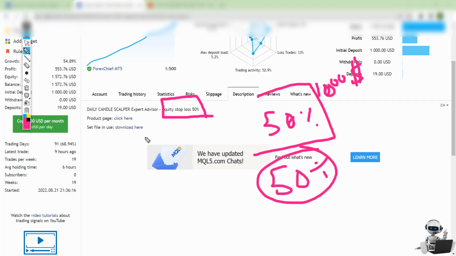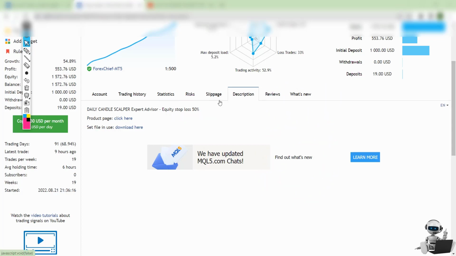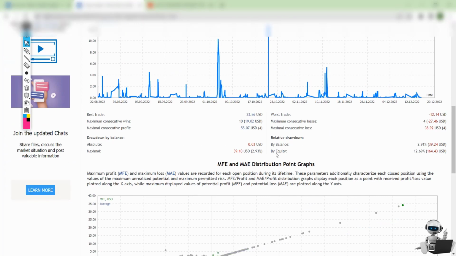So it's like protection, a very important advantage this EA has. For the result, you can see by balance we have only 2, but by equity, because the trades keep holding because of the grid, this is why we will have drawdown by equity.